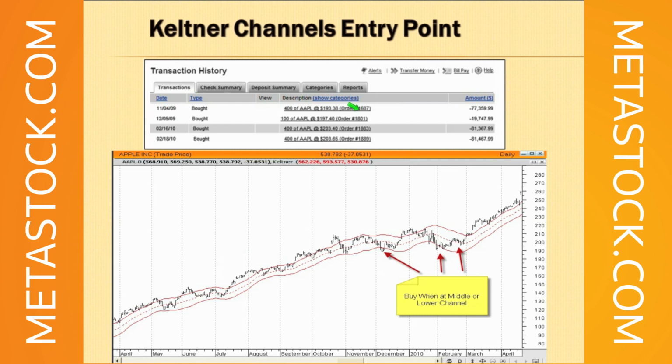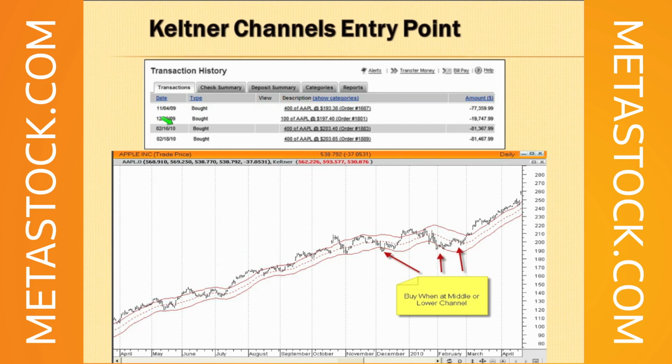And what I did in this lower price chart is I indicated these days up here. In other words, on these days when I purchased Apple, I annotated this on the chart, and you can see my first entry here. It was when Apple stock was trading near the middle to lower channel, and my second buy again was near the lower channel, and my third buy here was near the middle channel. So I was using the Keltner channels as a timing tool to enter these positions with Apple stock.